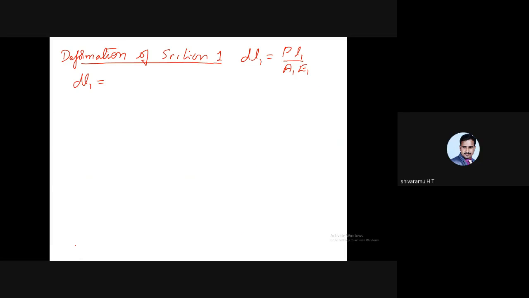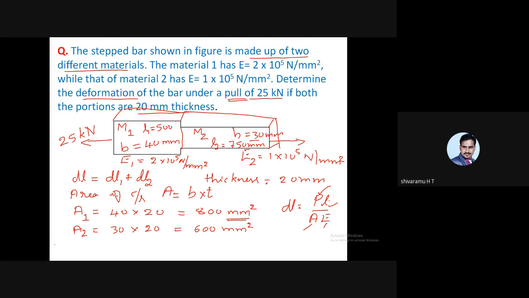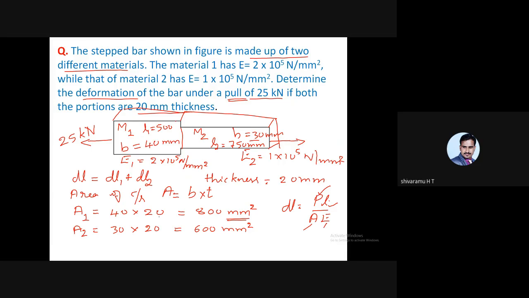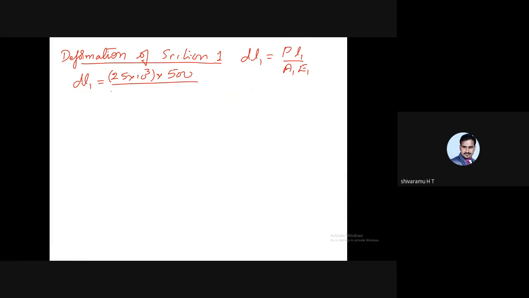So the load is given as 25 kilonewton, so 25 into 10 power 3. This is the load, and the length of portion 1 is 500, divided by the area of cross section 1. A1 is equal to 800 square millimeter. The area of the cross section we computed is 800 square millimeter.